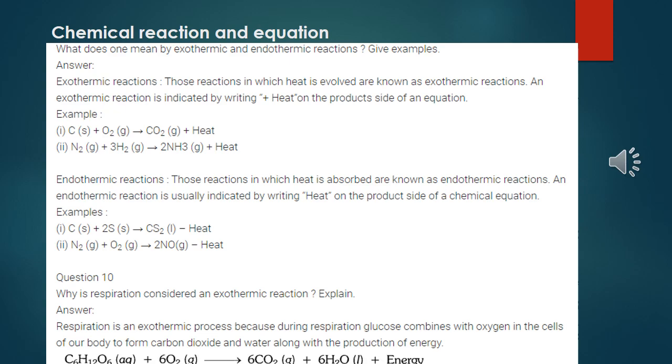Explain. Just now we have discussed that in the respiration process energy is produced, and this energy we can say is a huge amount of energy, and because of this energy we can perform different activities for our life process. So any reaction, if heat or energy is produced along with the product, then we can say exothermic reaction. So the answer we will write like this: respiration is an exothermic process because during respiration glucose combines with oxygen in the cells of our body to form carbon dioxide and water along with the production of energy.